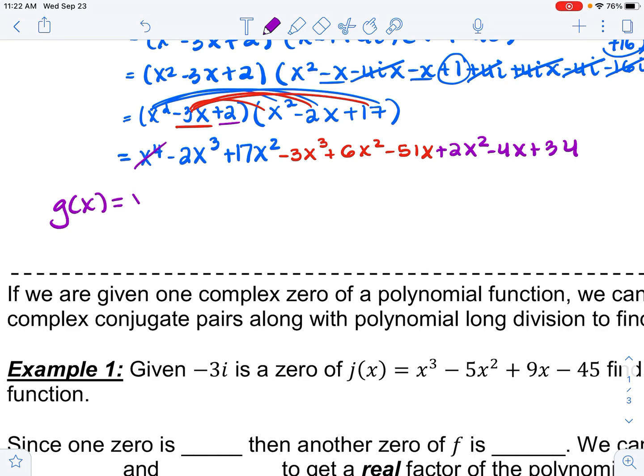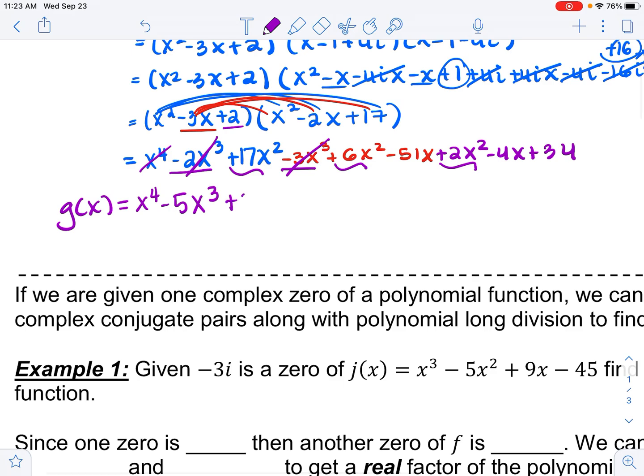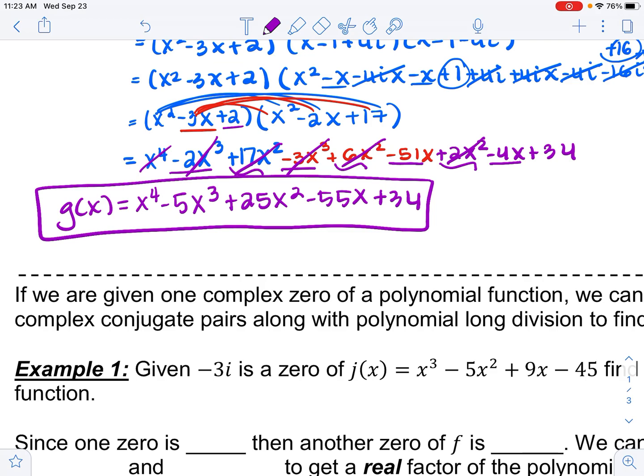So this was g of x equals x to the fourth, cubes, negative 2x cubed, negative 3x cubed, which is negative 5x cubed, squares 17, 6, and 2, so that's 25x squared, x's, negative 51x and negative 4x is negative 55x, and then plus 34. And there's that final answer.